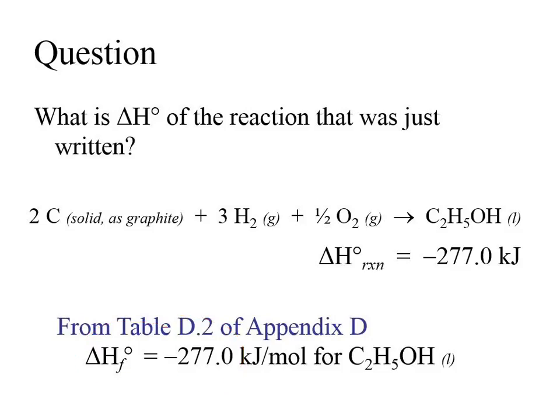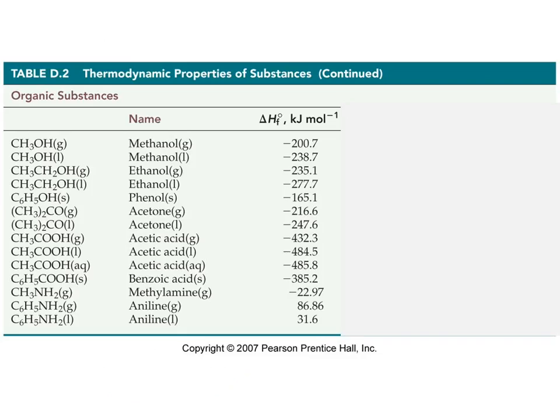All right. So just for kicks, I went out and proved it to you. This is one of those last two tables that we looked at because, of course, ethanol is an organic substance, so we'll find it there. And there's your negative 277. Oh, was it 0.0?